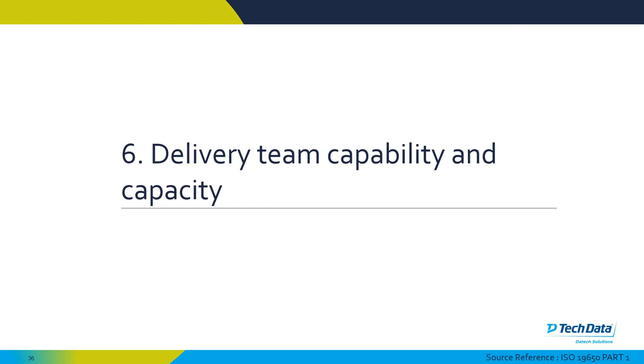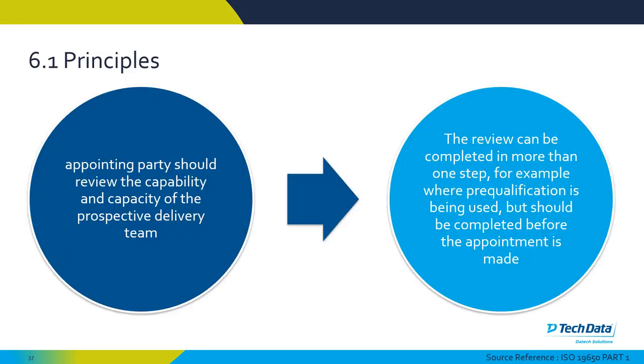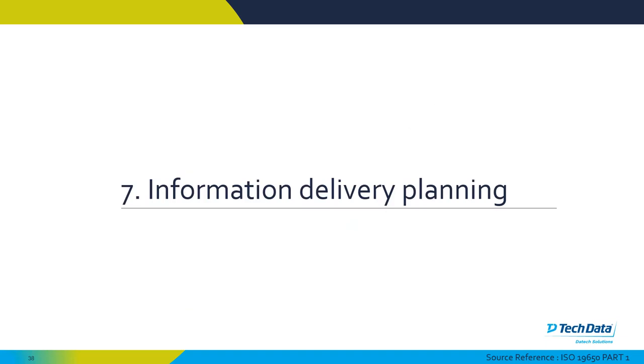Then looking at the delivery team's capability and capacity, some of the principles are that the client should review the capability and capacity of the potential delivery teams of the architect's office, of the engineering firm, of the civil engineering firm, and any of the teams or the contractors or the subcontractors prior to engaging them or awarding them the contract. And then that review can be completed in a number of steps. For example, where pre-qualification is being utilised, but it should be completed before the contracts are awarded. Therefore, you know their capability before you actually award them the contract.